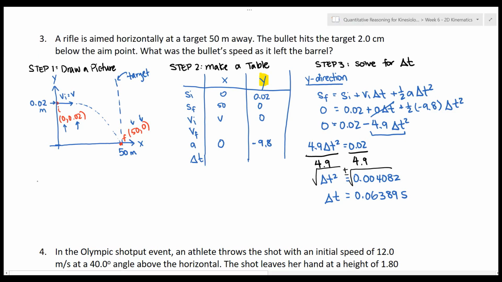So step 4, solve for the unknown in the other direction. All right. So now we need to choose which equation we're going to use. Again, in the other direction, since we found out what time was, we can put the same time in both the x and the y direction. Since time is a scalar, its value is the same in both directions. So we have 0.06389 seconds in both directions.